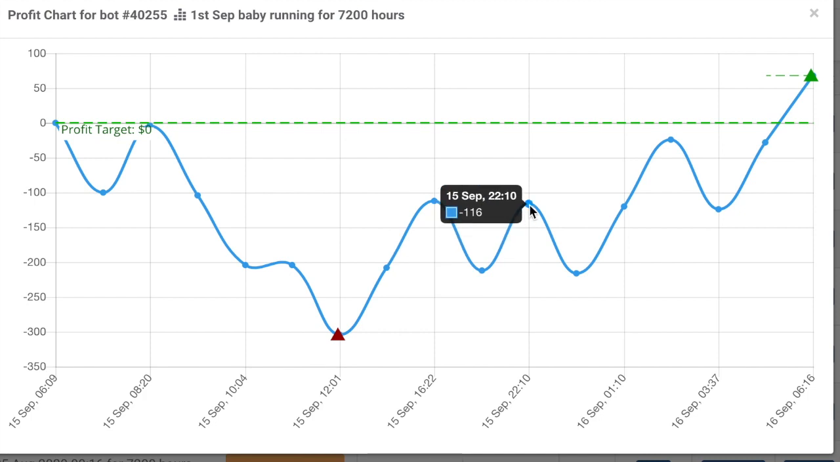Here it's got minus 116. It lost again, put it to 216, had a winning trade, minus 120, had another winning trade, minus 24, had a losing trade, minus 124, then it had a winning trade, puts it in minus 28, and then it had a winning trade and puts it in profit of $68.